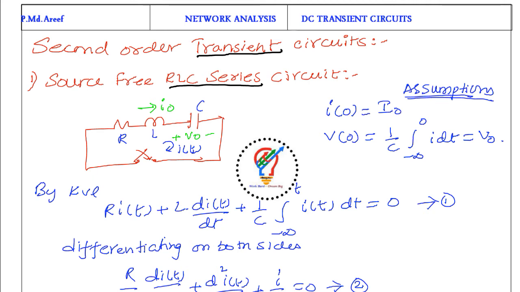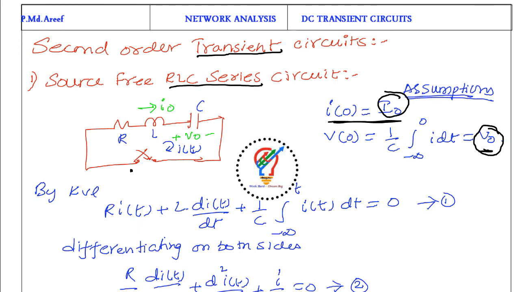Source free means there is no voltage source here. The second thing is who is going to provide the energy, current or voltage in this circuit. From an analysis point of view, we will assume that the initial current flowing through the inductor is I naught. So the inductor is charged, I of 0 is equal to I naught, and V of 0, the voltage across the capacitor, is V naught. These are the two initial values across the energy storage elements that are indicated here.